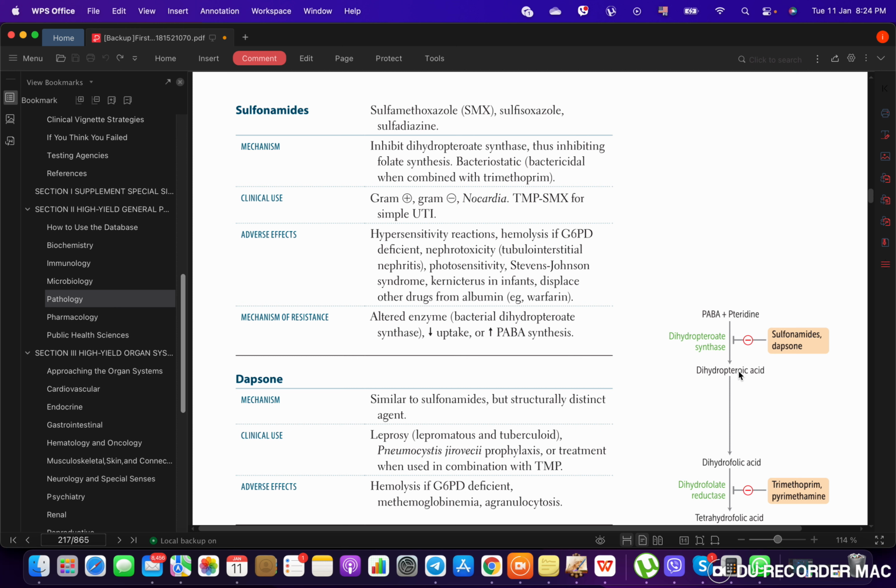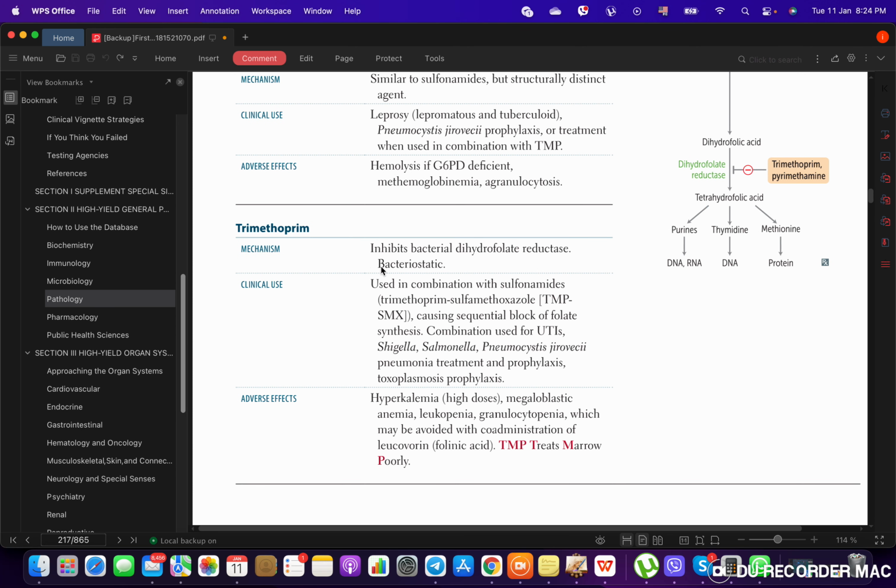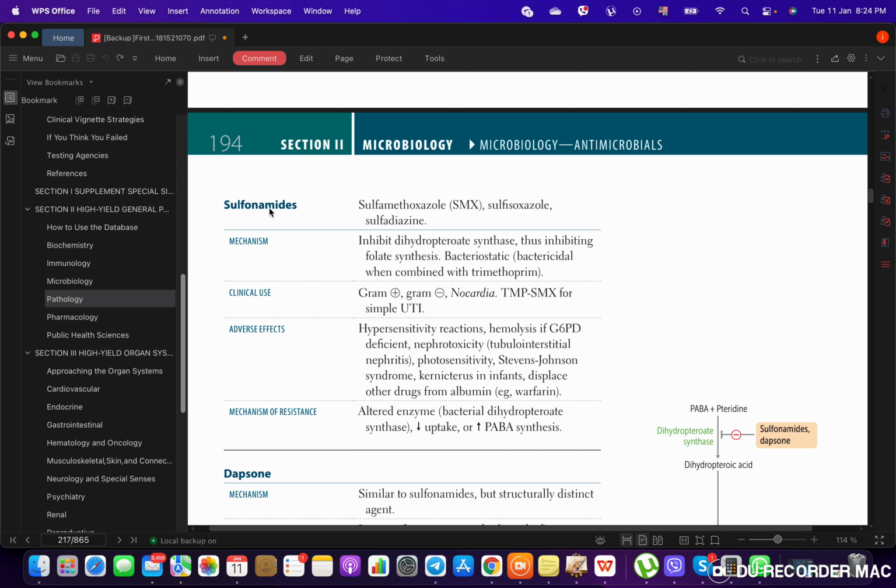So we have a bacteriostatic drug, which becomes bactericidal when you combine it with trimethoprim. So here is the trick. Trimethoprim alone is bacteriostatic. Sulfonamides alone are bacteriostatic. But when we add them together, they become bactericidal. How do we call that? Static with a static makes it cidal. Synergism, absolutely. Good. So they're right.